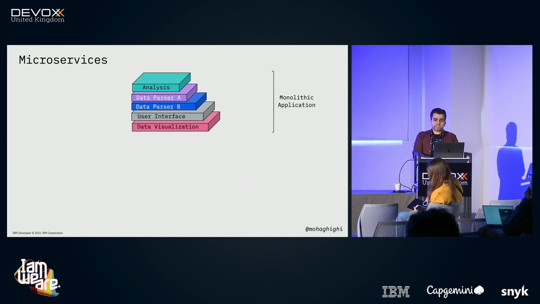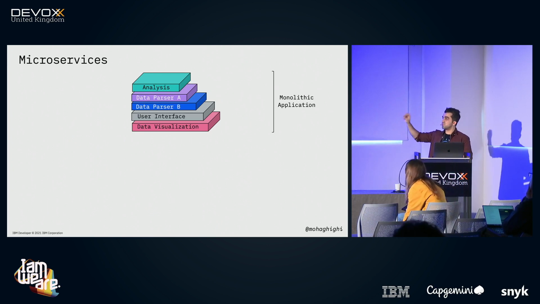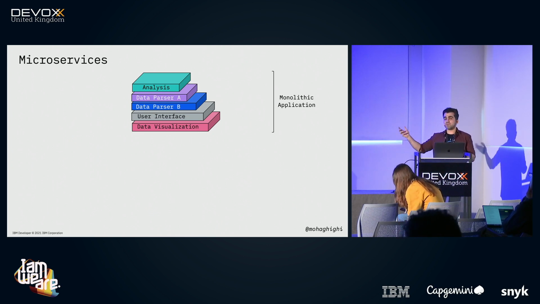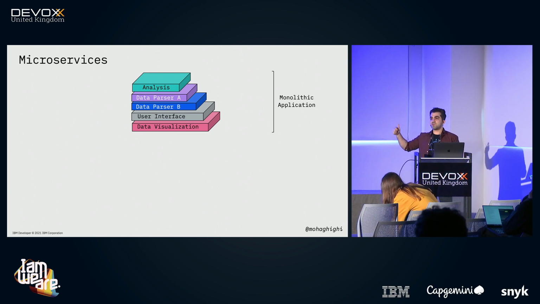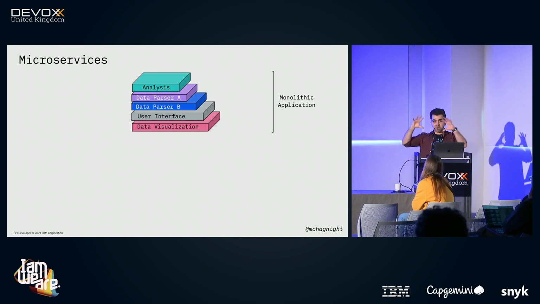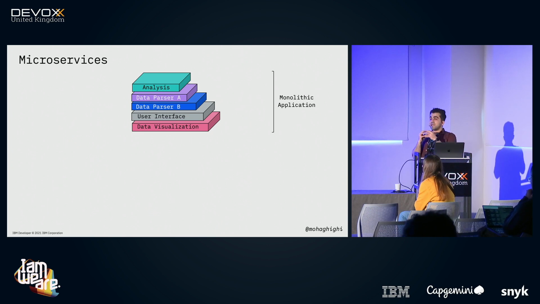So let's take a look at an example. This is a monolithic application. We've got our analytics, data parser, user interface, and data visualizations, all bundled as one application. This is something that I built during the pandemic for analyzing COVID-19 data. First, I designed it as a monolithic application. Every time I wanted to update one service, I had to update the entire application. And if I wanted to scale the application, I had to scale the entire application. I wasn't able to scale individual services.